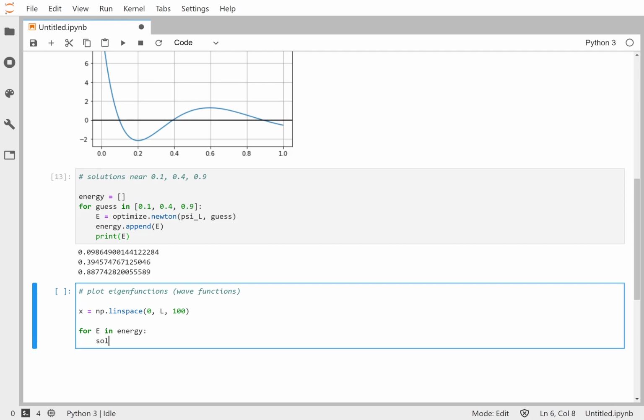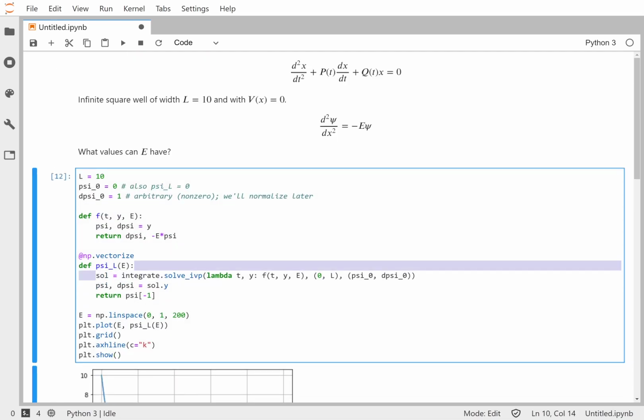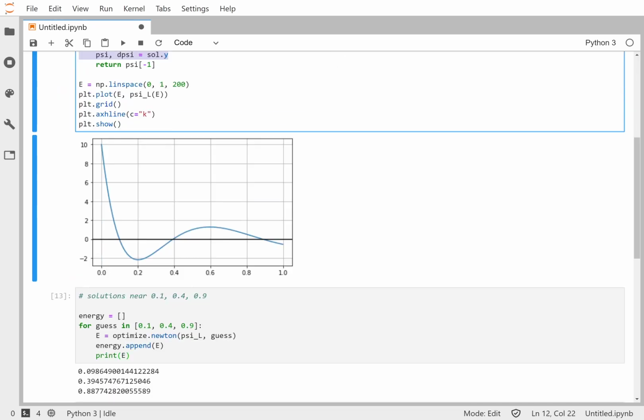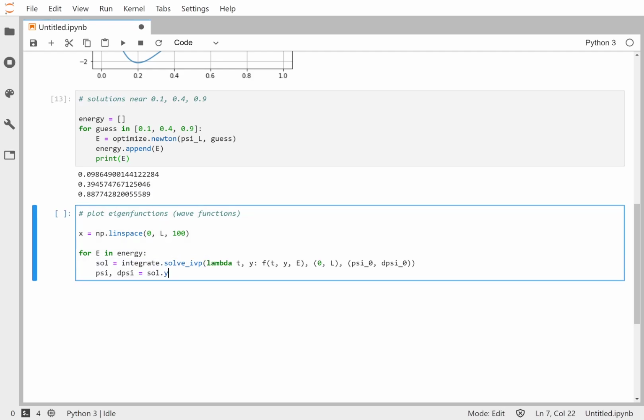For each of those, what I want to do is solve my differential equation and plot it. So we'll do integrate.solve_ivp. Remember, like we had to do before. In fact, we could just copy our code right here. So we need to use a lambda here because we have to feed E into F. Okay, so we want to solve our differential equation. We're going to get a nice psi here that we could plot. We also get d psi if you cared to plot it.